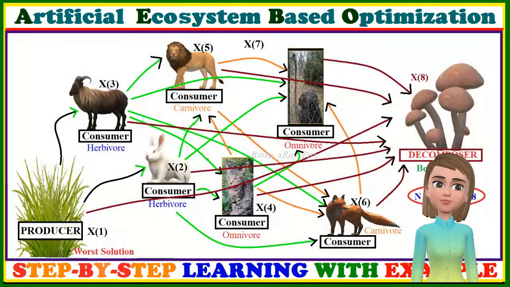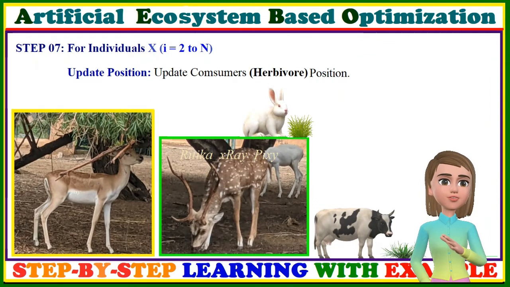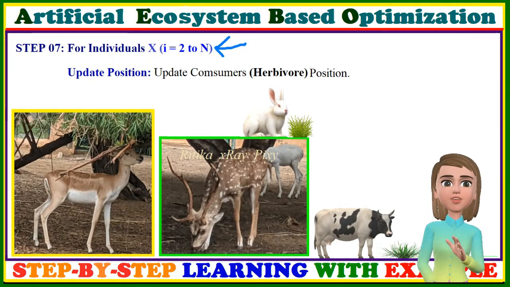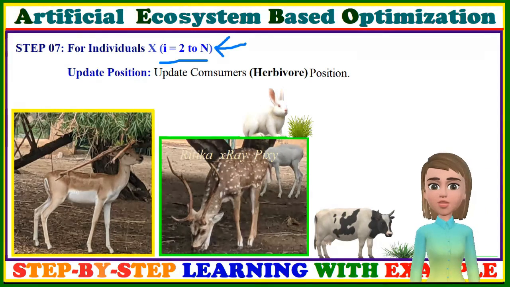Next, you can see here we have only 1 producer, that is x1, and it is the worst solution, as we arrange all the individuals in descending order, and according to this we have the producer as the worst solution and the decomposer as the best solution. Next, you can see here we have the position update for the consumers. So here you can see we will update the values from 2 to n, as x1 is the producer.